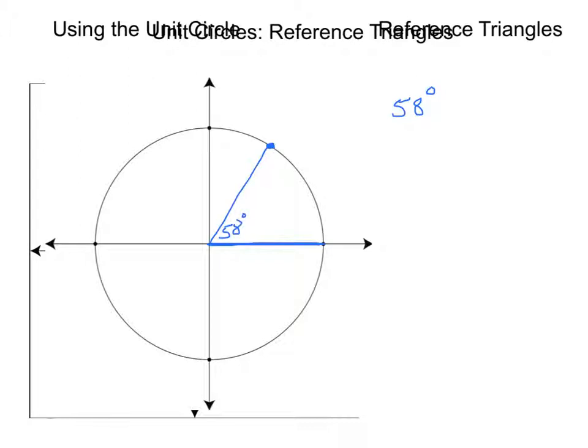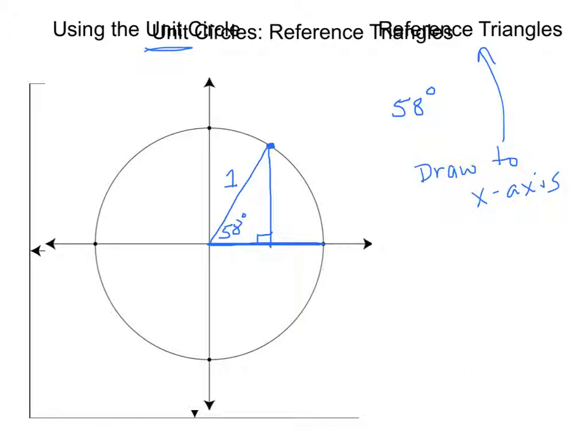Okay, we can draw a reference triangle. Now the reference triangle we're going to draw every time, we're going to draw it to the x-axis. So that's our reference triangle we're going to draw. That's the triangle we're going to use. We know it's 58 degrees. We also know since this is a unit circle, it has a radius of 1.